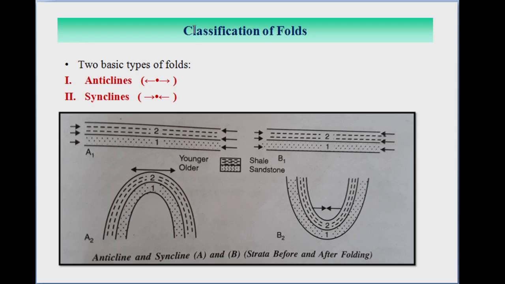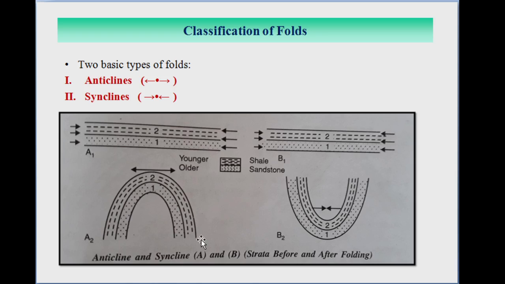So here anticlines are indicated by two arrows diverging from the center point, and syncline folds are shown by the arrows which are coming towards the center point, pointing towards the center point in a hinged form. In the figure you can see this is an anticline fold, and this is a syncline fold.